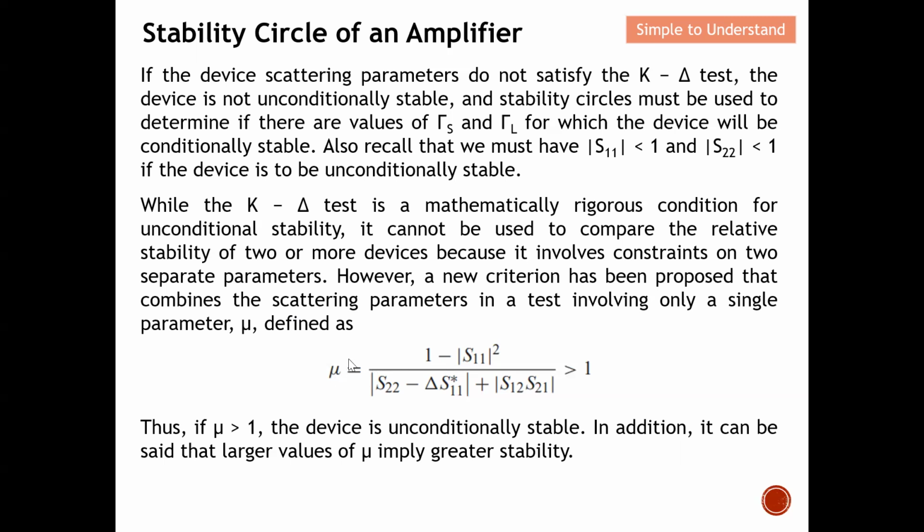Okay, for example, in this case here, when this value is more than 1, it means that it will be unconditionally stable. In addition, it can be said that the larger the value, the greater the stability. So basically, in short, the bigger this number, the more stable the amplifier. Let's say when they are under 1, the one that is closer to 1 will be more stable than the one that is further away from 1. So in short, this gives us the liberty to compare which amplifier will be more stable, as compared to the earlier test, which can only tell us whether the amplifier will be stable or unstable.